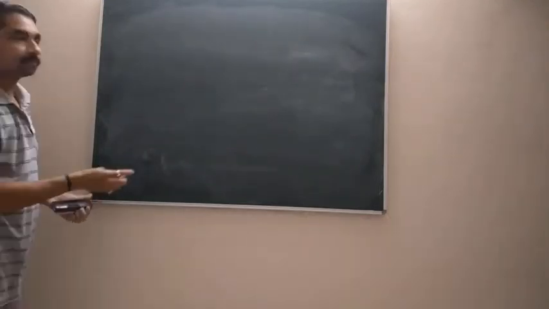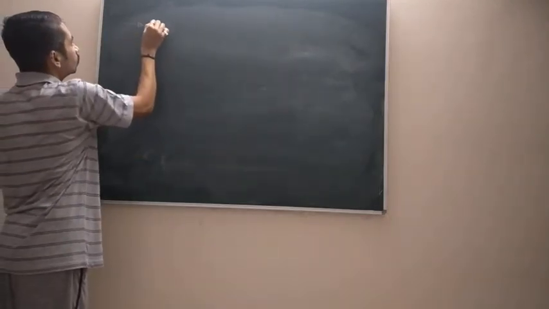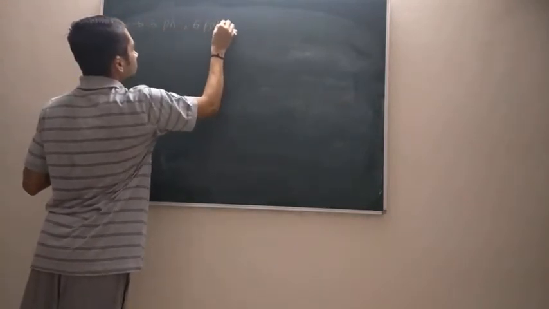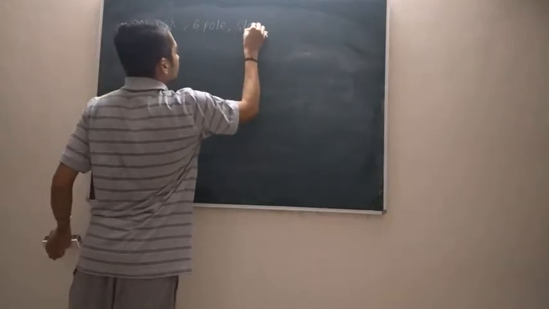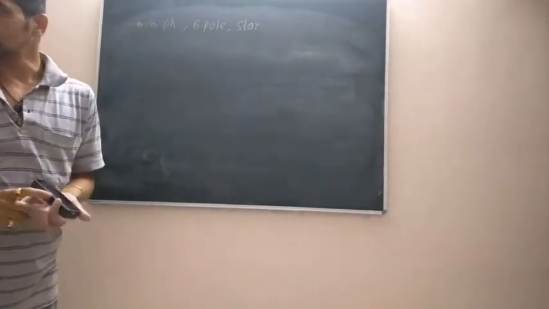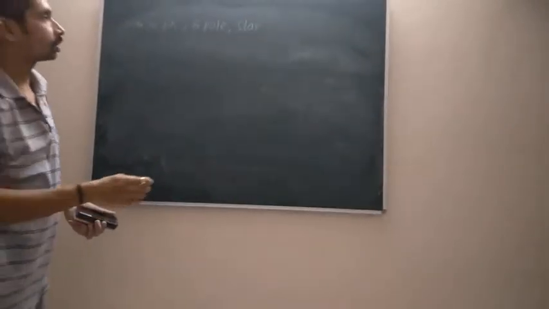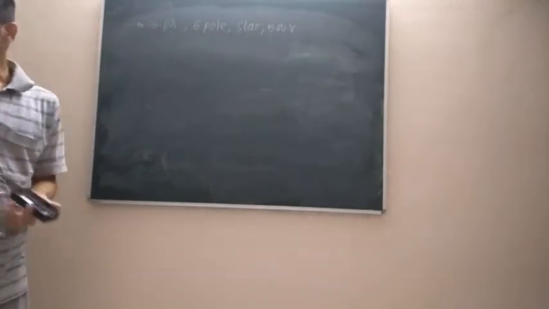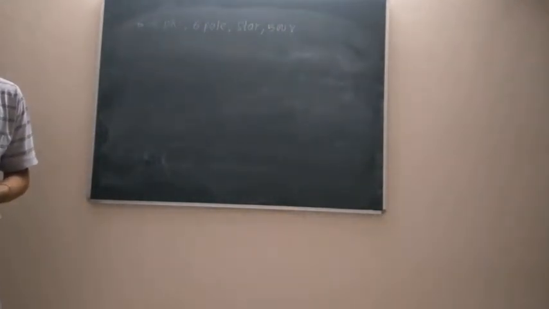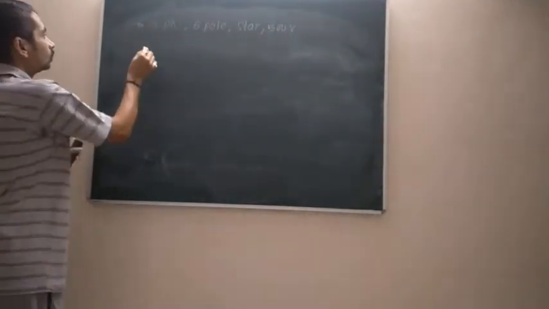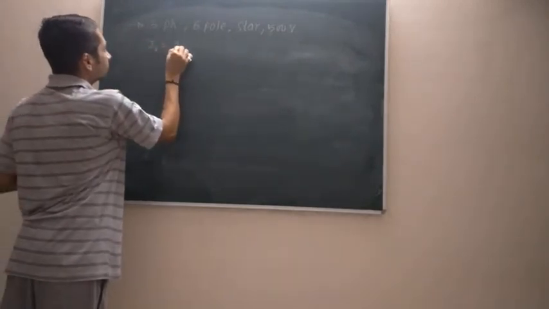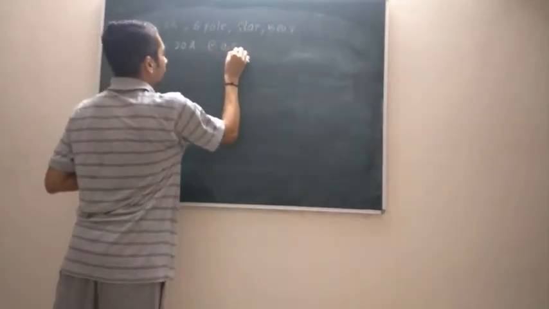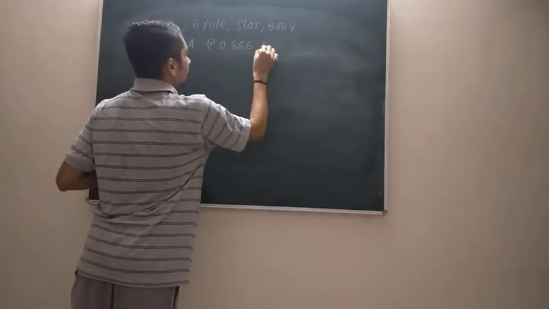So what they have given? It is a 3-phase, 6-pole, star connected induction motor. It is energized with a voltage of 500 volt. It is drawing a line current of 20 ampere. So line current they have given as 20 ampere, and at 0.866 lagging power factor.